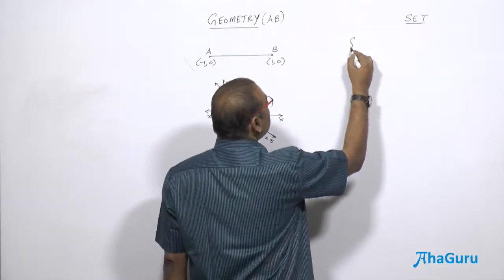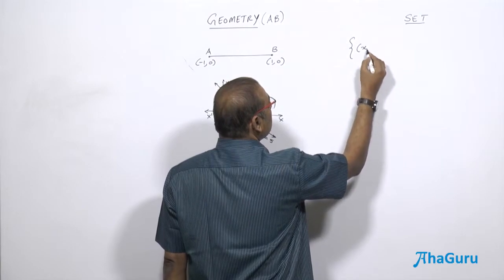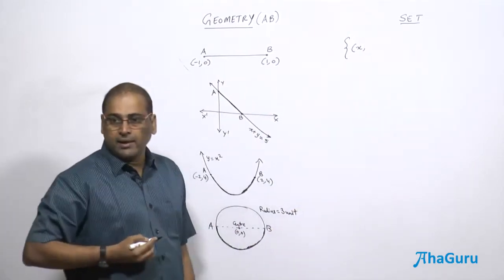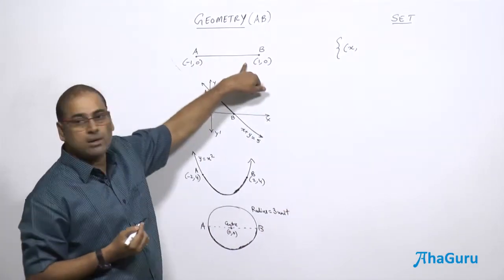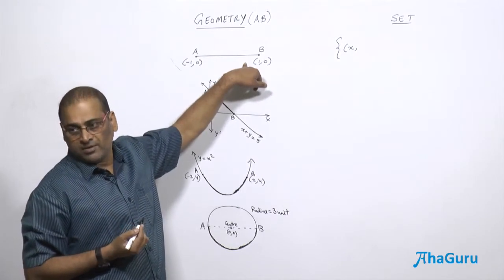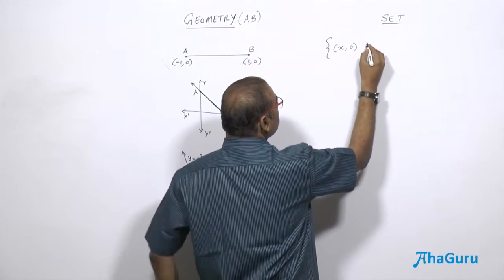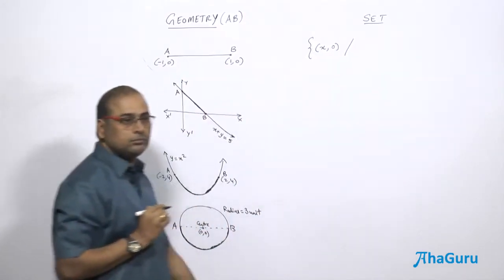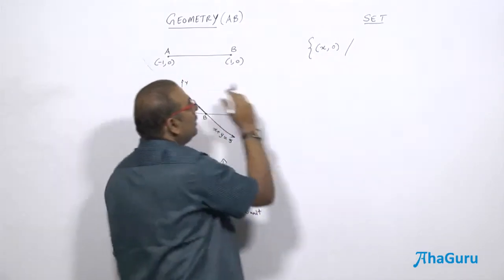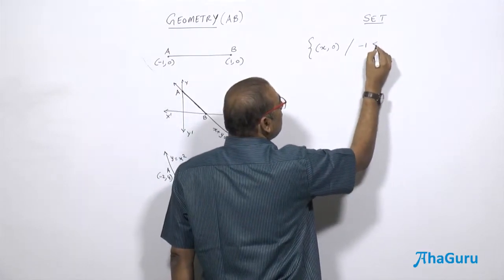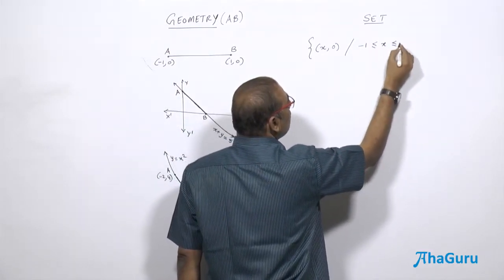One way is, we can say it's actually a set of points. So instead of writing x comma y, we know that throughout it is going to be x comma 0. So x comma 0, and what is the condition? So -1 ≤ x ≤ 1.